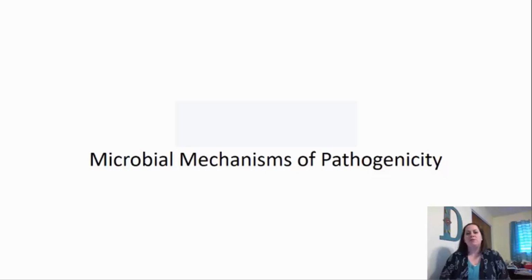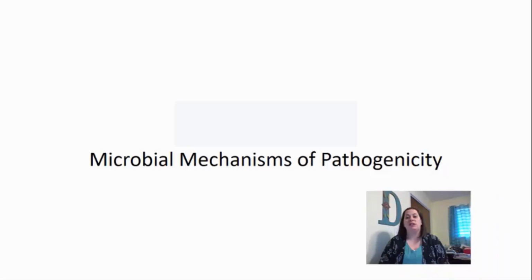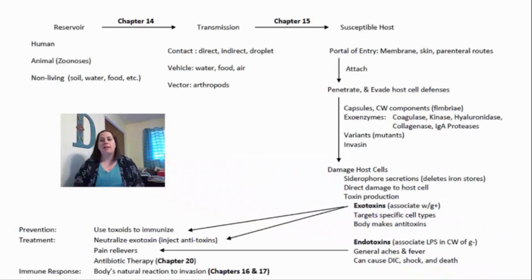Okay, now we're going to look at chapter 15. Chapter 15 is going to look at the microbial mechanisms of pathogenicity. All right, so we saw this chart in the last set of notes in chapter 14. In chapter 14, we looked at the reservoir. We also looked at the transmission.